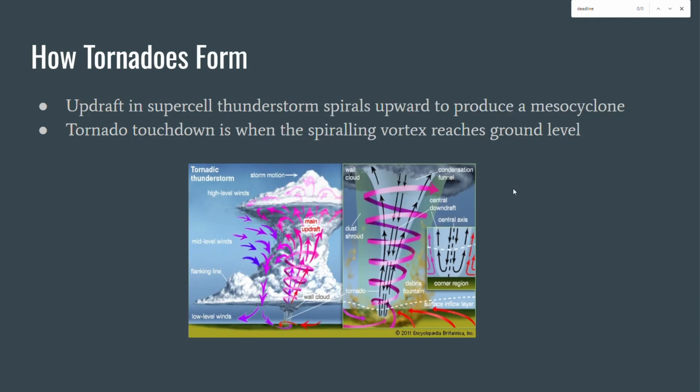Tornadoes form when an updraft in supercell thunderstorms spirals upward to produce a mesocyclone. The tornado's touchdown is when the spiraling vortex reaches ground level. And you can see how the spinning works in this image here.